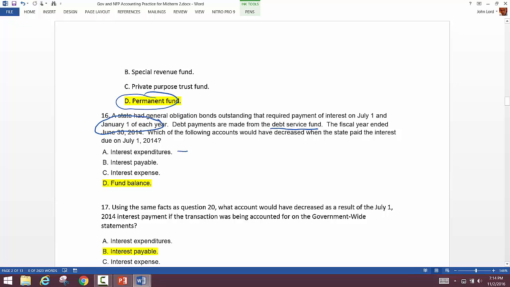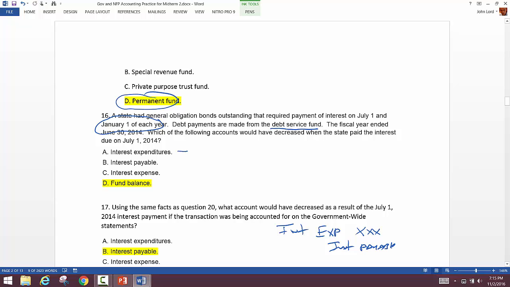And then from January 1st to June 30th, they would have accrued 6 months interest, right, at the government-wide level, if the fiscal year ends June 30th, right? So at the government-wide level, they would have debited interest expense. They don't give me numbers here. And credited interest payable, right?